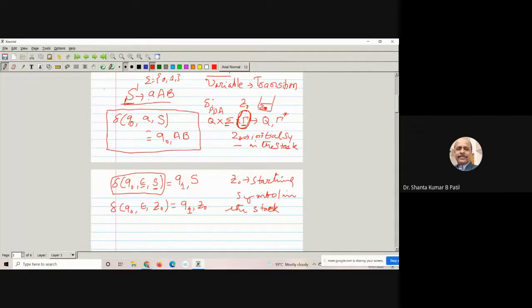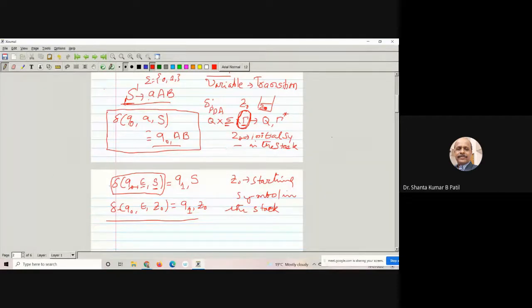This is the first one. This is the first one transition function, and this is the second one transition function.